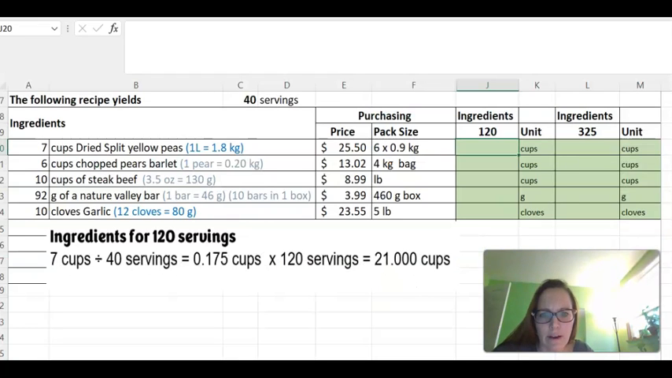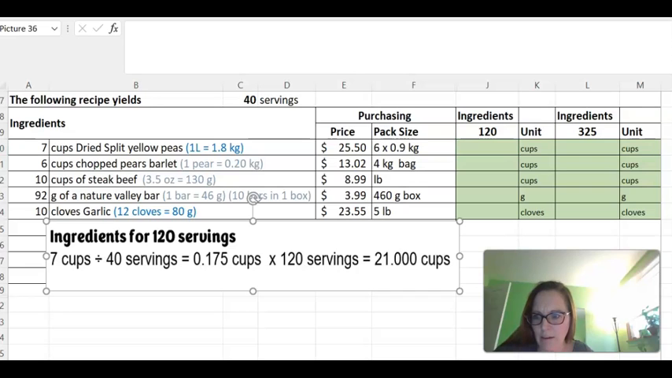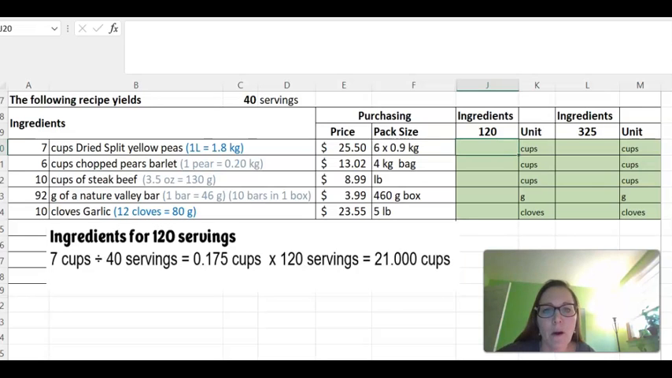In order for us to calculate the ingredients for 120 servings, we're going to look at our written calculation here. So we're taking our 7 cups and we're going to divide it by 40 servings, which was our original calculation, and that equals 0.175 cups. And then we're going to multiply that by 120 servings to give us 21 cups. Again, if we want to tell Excel to use common numbers to divide and multiply by, we need to use the absolute cell referencing wherever there are common numbers.